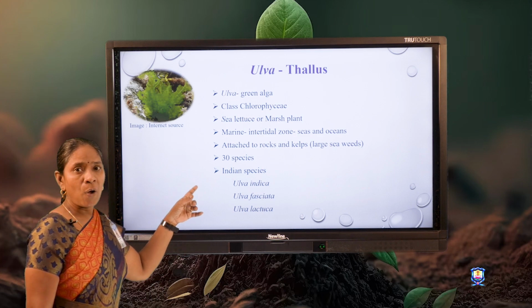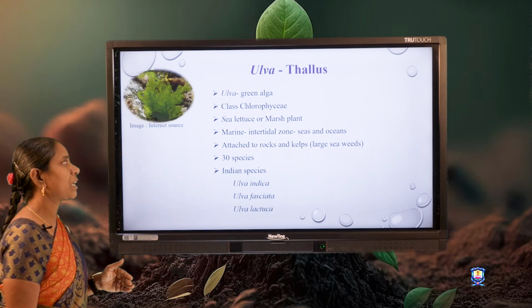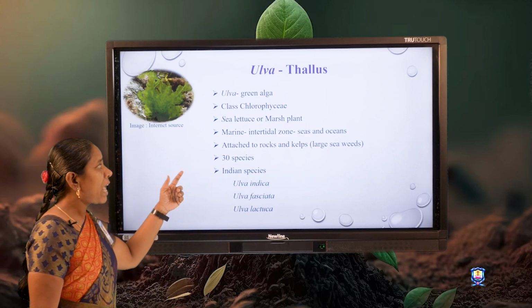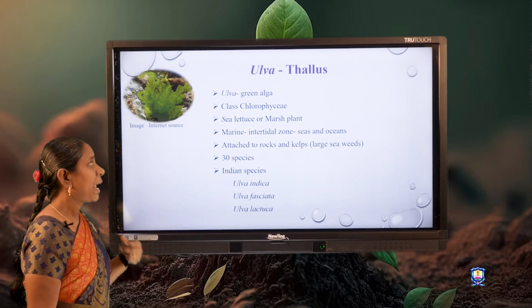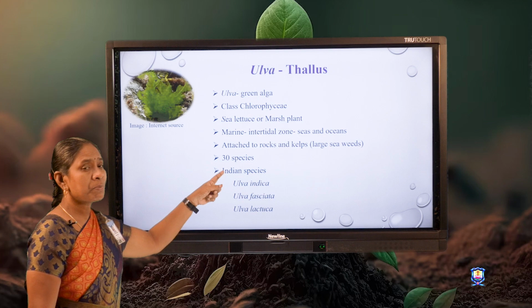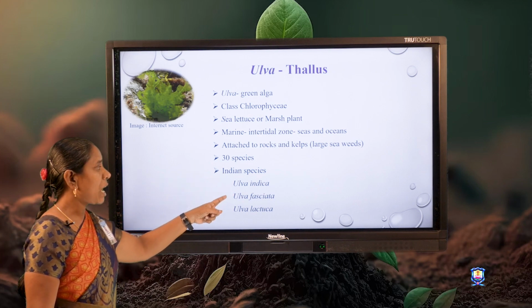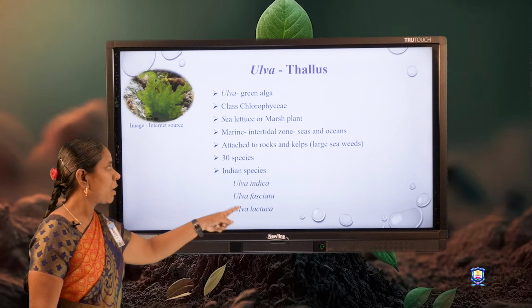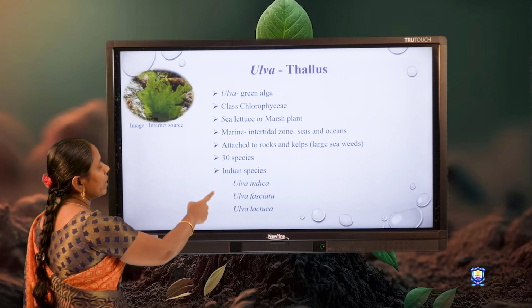These are commonly found in marine intertidal zones, and then seas and oceans. The thallus attaches to the rocks with the help of rhizoids, and there are totally 30 species in this genus. Ulva indica, Ulva fasciata and Ulva lactuca are the common Indian species. This is the structure of the Ulva thallus.